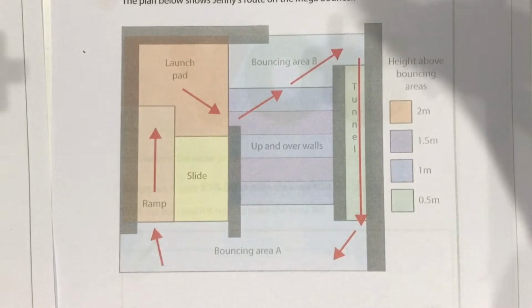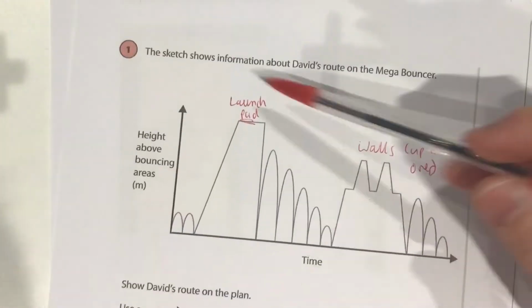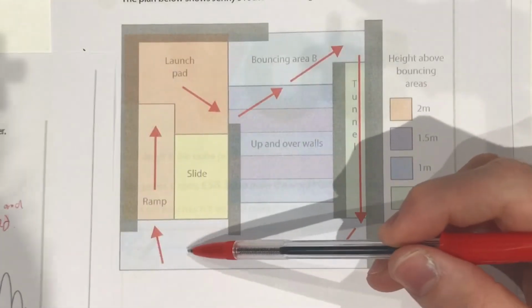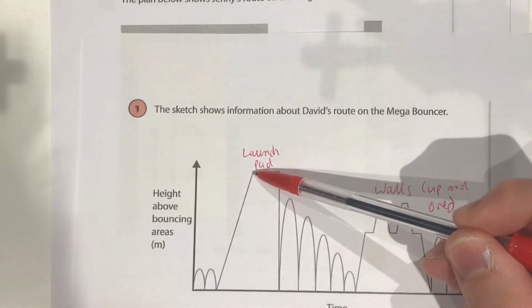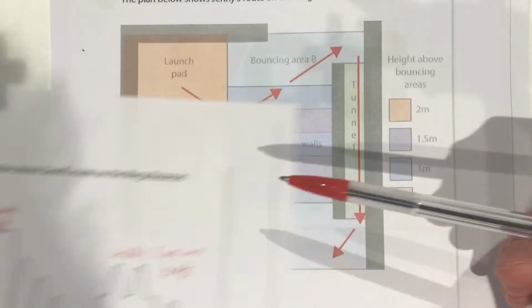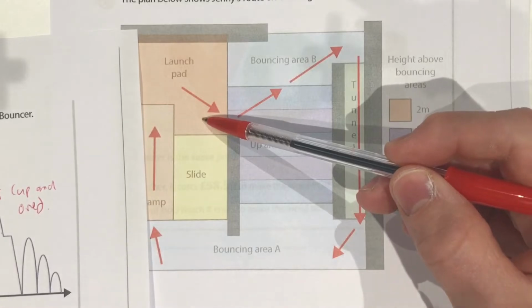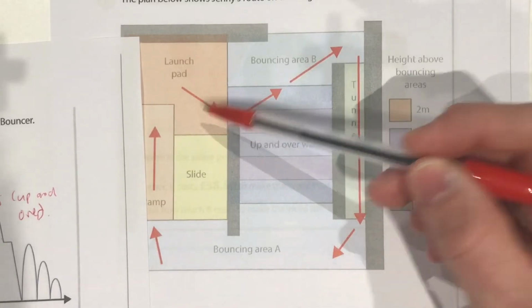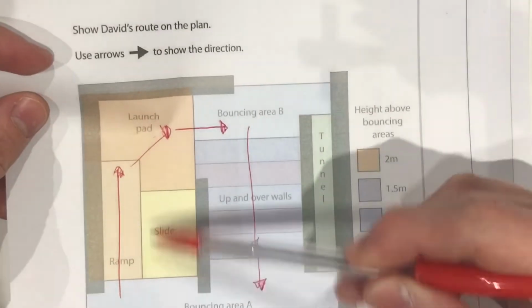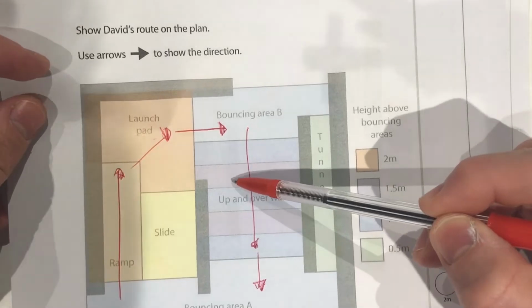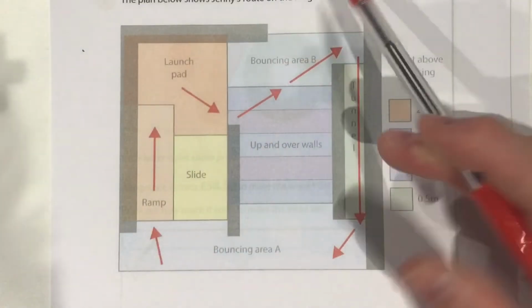For this one, I'm going to use our previous to help us. We know we start at A, so that's here. We go up the ramp, which was the same on the last one, so we know it's got to be identical here. However, when we go up the ramp, we're then only briefly on the launch pad, but instead of going to bouncing area B, like we did on the previous one, we're going down to here. So this is where there's going to be a slight change.